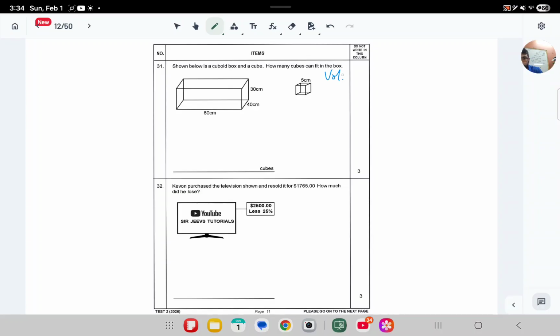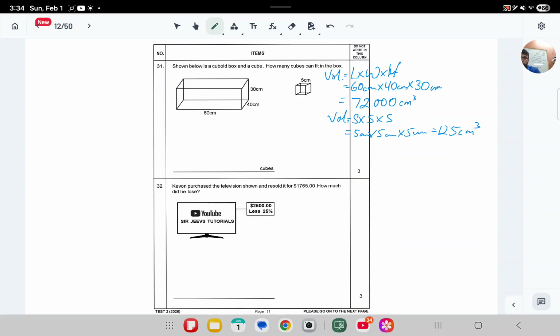Alright, so to calculate the volume of the cuboid, we know it's length multiplied by width multiplied by height, which is equal to 16 centimeters multiplied by 40 centimeters multiplied by 30 centimeters. And this will give us a total volume of 72,000 centimeters cubed. Next, we want to find the volume of the cube. We know that it's side multiplied by side multiplied by side, and in a cube all the edges are the same. So that's 5 centimeters by 5 centimeters by 5 centimeters, and that will give us 125 centimeters cubed.